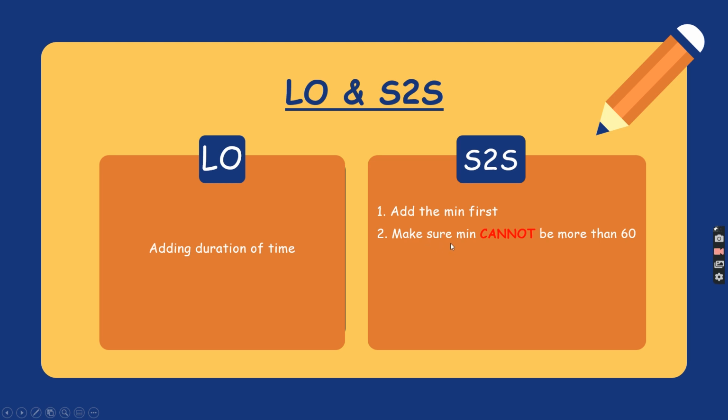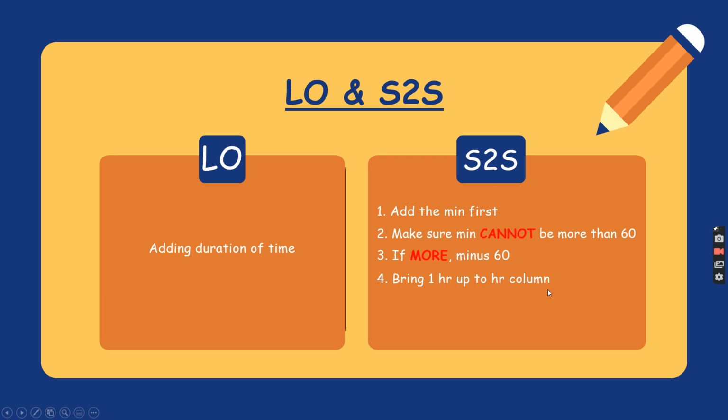Second is we're gonna make sure that min or minute cannot be more than 60. Why can it not be more than 60? Because from our previous lesson we learned that 1 hour equals 60 minutes, and it cannot go beyond 60 minutes. So whatever we do on the minutes section later on, it cannot be more than 60 minutes. The third one is what happens if it's more. Then we just need to minus 60, which I will show you later on.